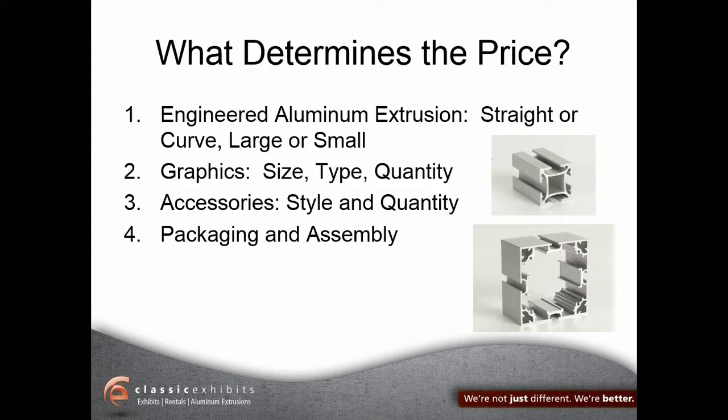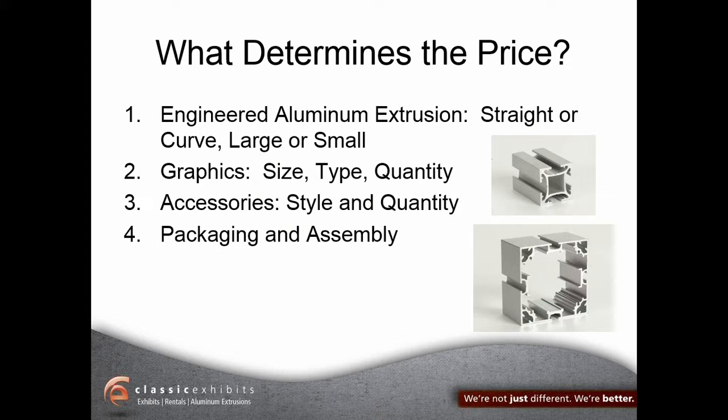Okay. First of all, what determines the price of a hybrid? It's really pretty simple. A hybrid for us is really an engineered aluminum extrusion system with tension fabric and something other. That's really all a hybrid is, those three elements: engineered aluminum extrusion, tension fabric, and something else. There can be other graphics, modular components, or custom components, but they almost always have engineered aluminum extrusion, in our case modular because we're the North American manufacturer, and large format tension fabric.